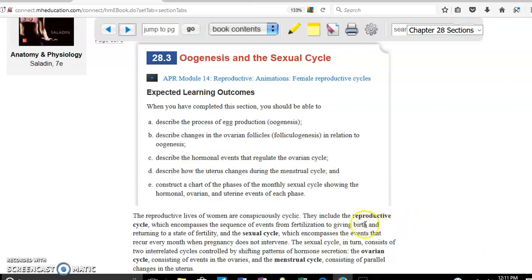In case the female is pregnant, that's what we call the reproductive cycle. And when the female is not pregnant, it's called the sexual cycle. Every month that the female is not pregnant, there are changes that happen at the level of the ovaries, and that is called the ovarian cycle. And there are also changes at the level of the uterus, and that's called the menstrual cycle.